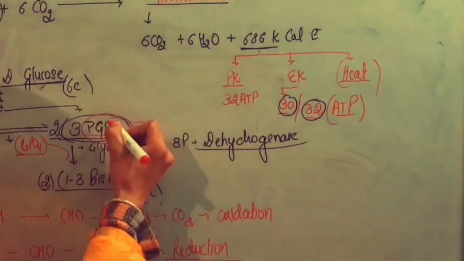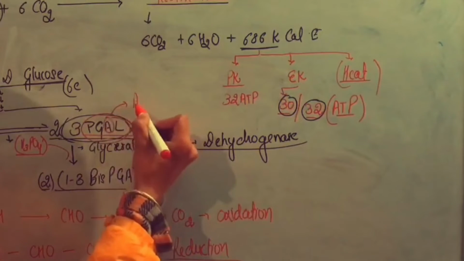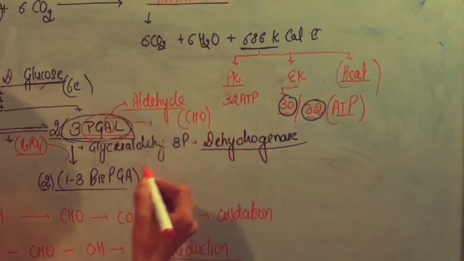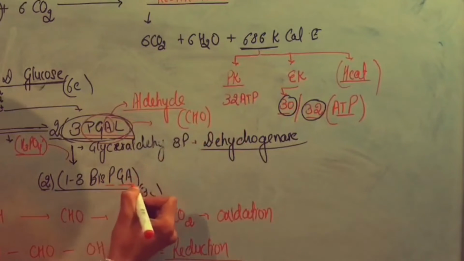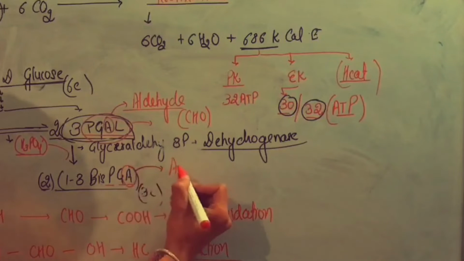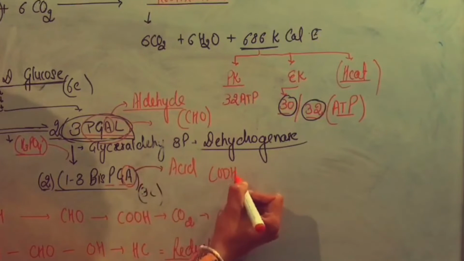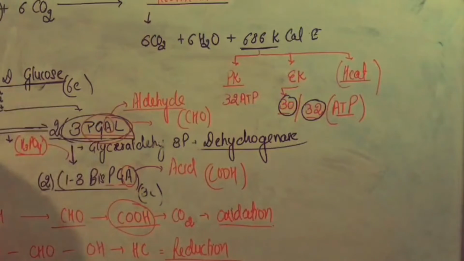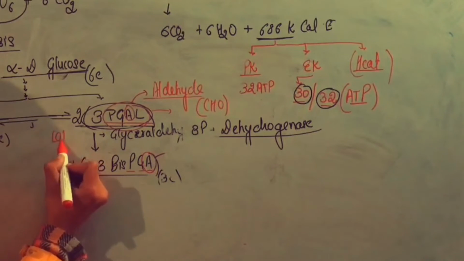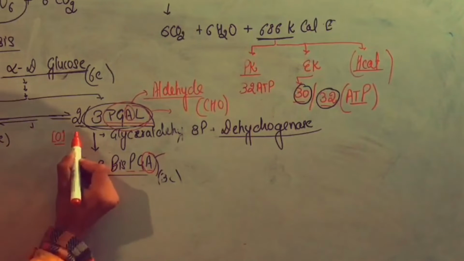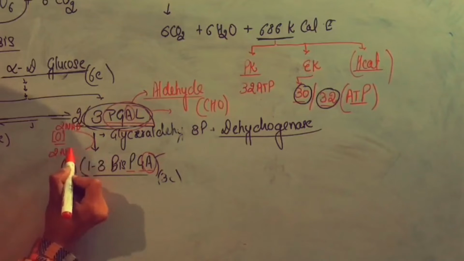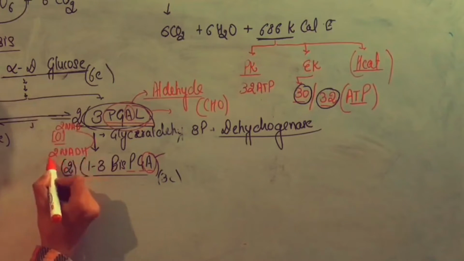So in this process, 3-phosphoglyceraldehyde, which is an aldehyde molecule having CHO group, is converted into 1,3-bisphosphoglyceric acid. Therefore, this is an acid COOH. This conversion of aldehyde to acid is known as oxidation. Therefore, there is oxidation of 3-PGAL to form 1,3-bisphosphoglyceric acid. During this process, 2 molecules of NAD are converted into 2 molecules of NADH.